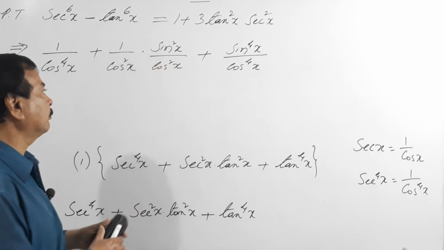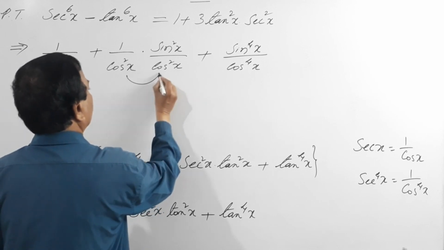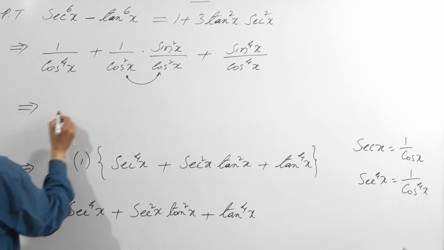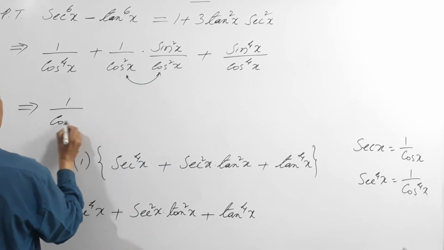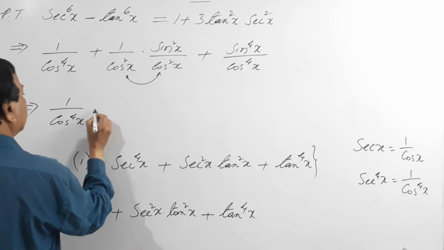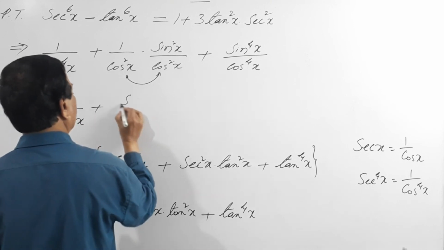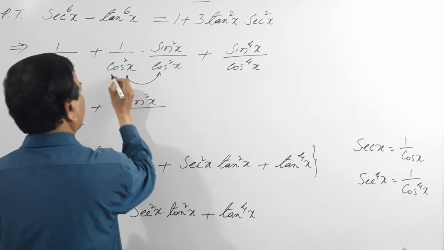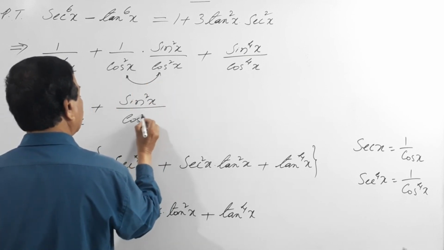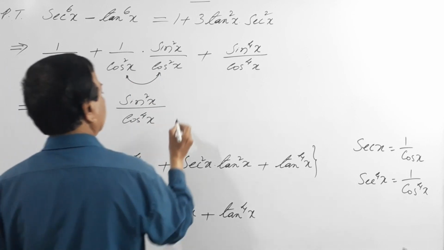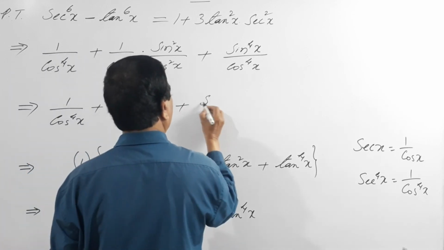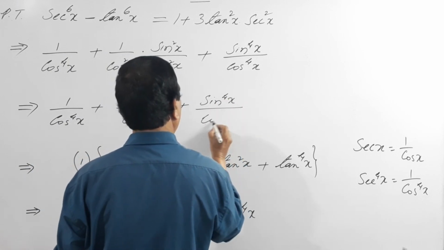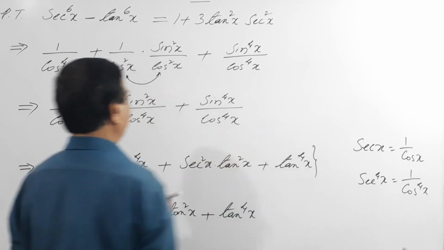I will multiply these two. What happens? This becomes 1 by cos to the power of 4x plus sin square x, cos square into cos square becomes cos to the power of 4x, plus sin to the power of 4x by cos to the power of 4x.